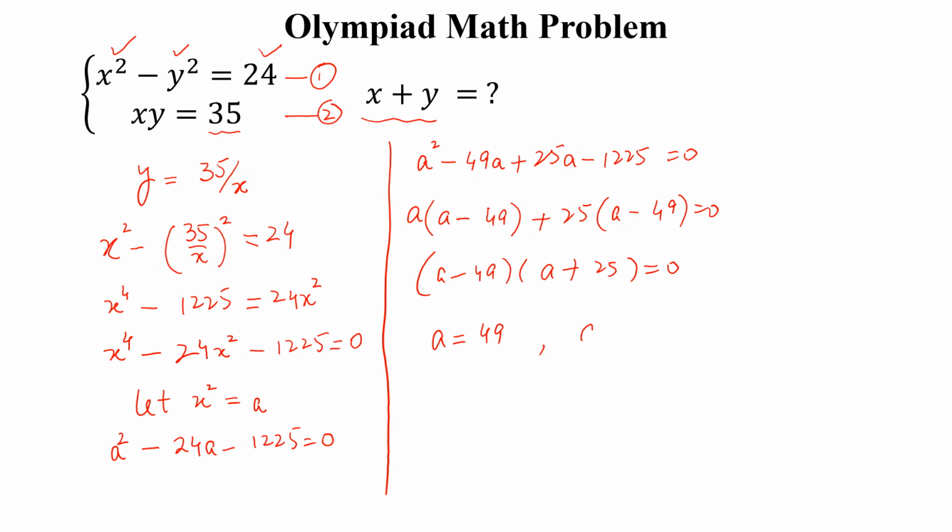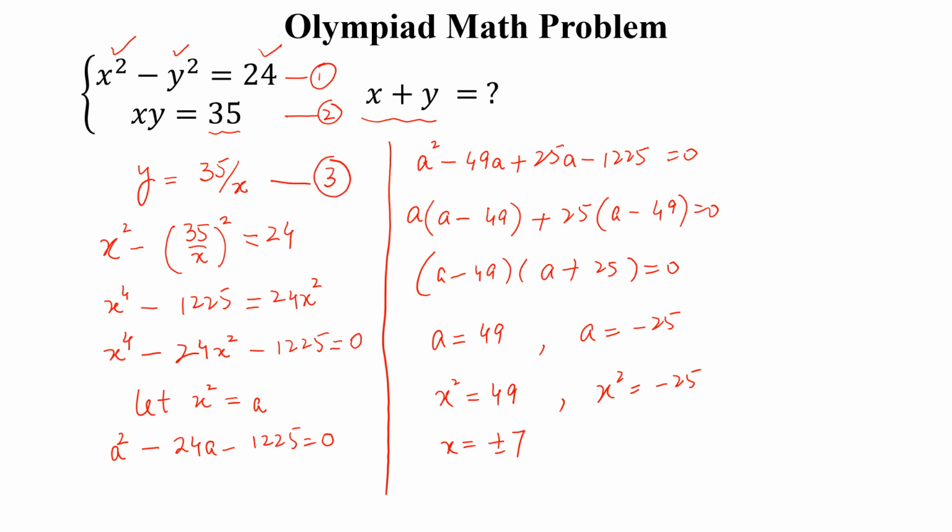From here we get a equal to 49 and a equal to minus 25, and a is x square, so x square equal to 49 and x square equal to minus 25. So x equal to plus minus 7, and if x is plus minus 7 we will put this value here.